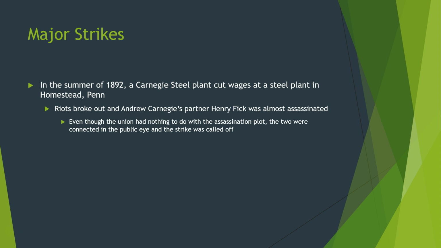And then in the summer of 1892, a Carnegie steel plant cut wages at a steel plant in Homestead, Pennsylvania. Riots broke out, and Andrew Carnegie's partner, Henry Frick, was almost assassinated. Even though the union had nothing to do with the assassination plot, the two were connected in the public eye, and the strike was called off.